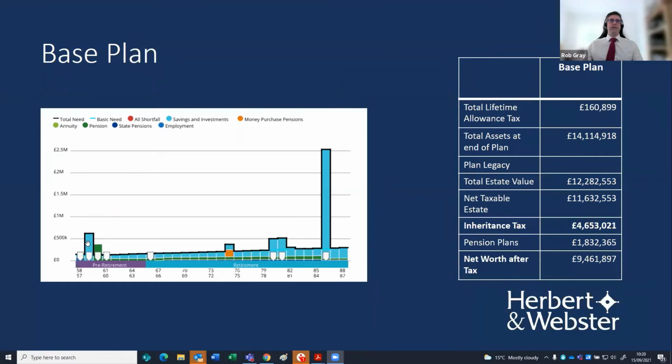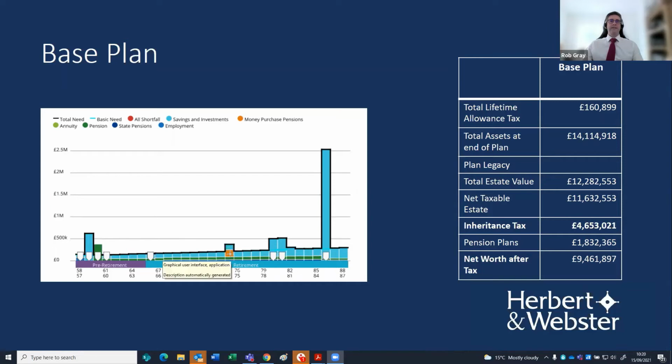What we're seeing here is that in the first year or so, all of his income comes from his savings. I think this spike was because we had planned in spending quite a lot of money on renovating his house. Now, what happens here is quite important.